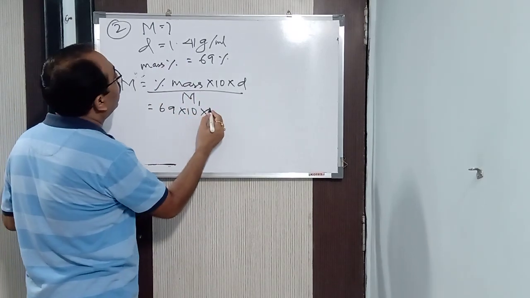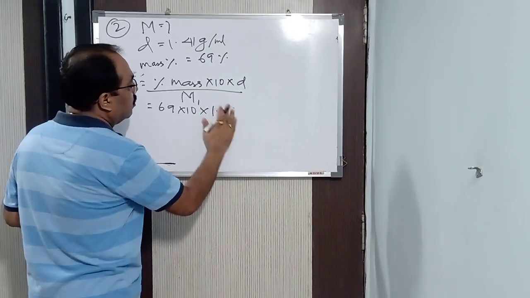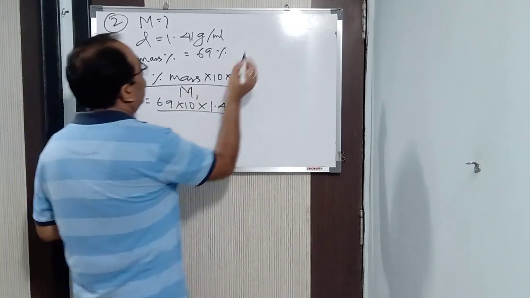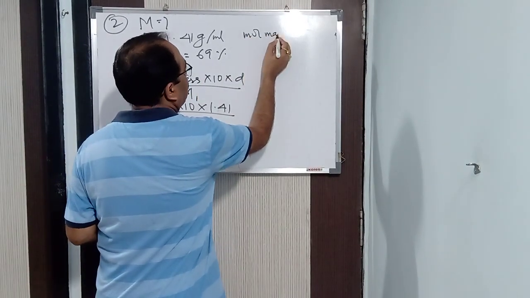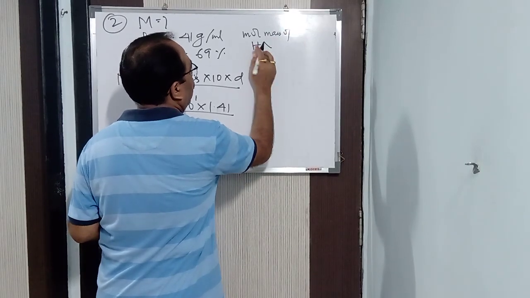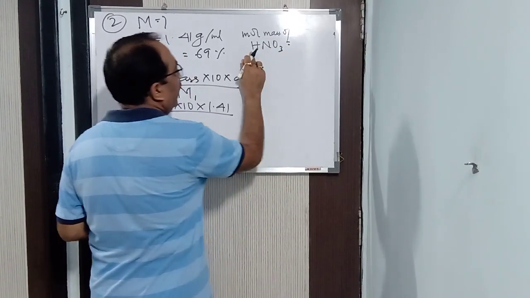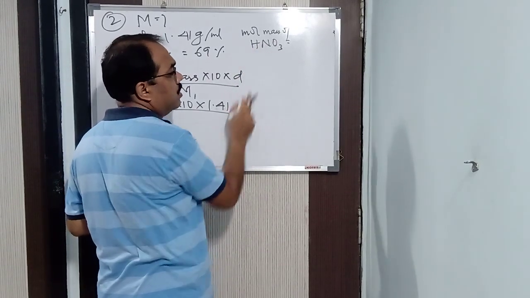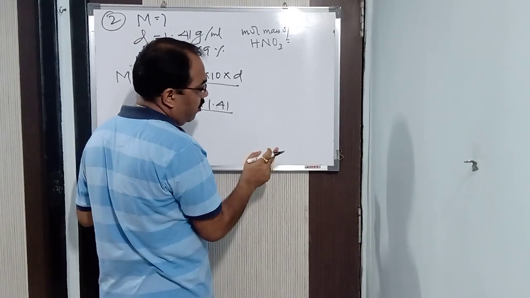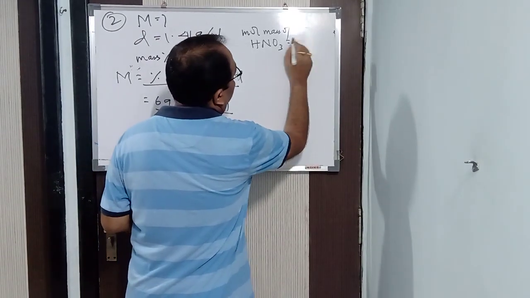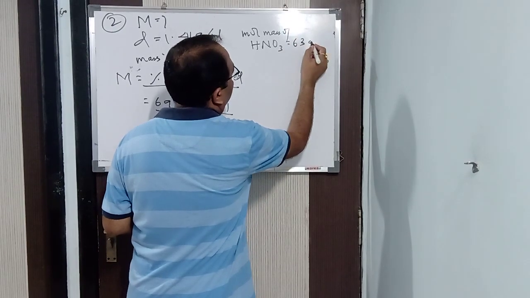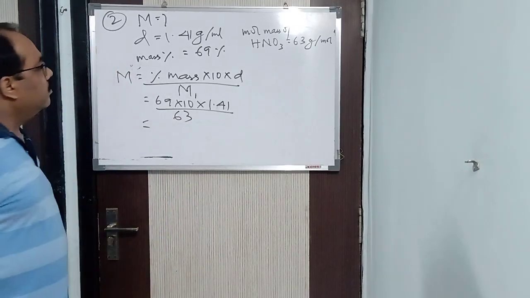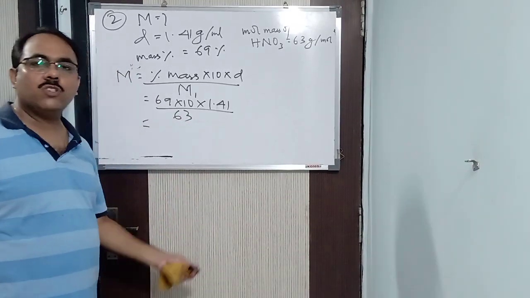69 into 10 into density 1.41 by molecular weight of nitric acid. Alright, molecular mass of HNO3. Hydrogen 1, nitrogen 14, oxygen 16 into 3 is 48. 48 plus 14 plus 1 is 63 gram per mole. We got it. So here it is 63. So easy it is. Once you know the formula it becomes so easy.